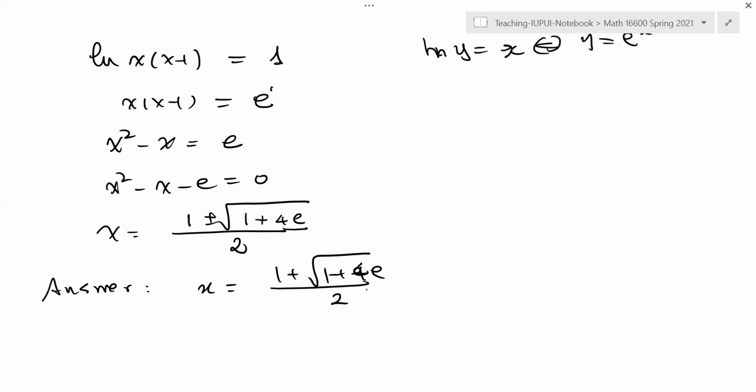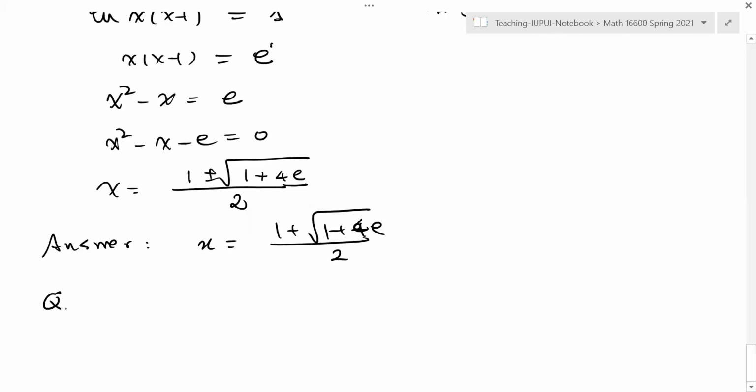In this section we are just trying to get familiar with the natural log. The next section we're talking about the derivative of the natural log. So let's take a look at the next equation: e to the x equals 10.